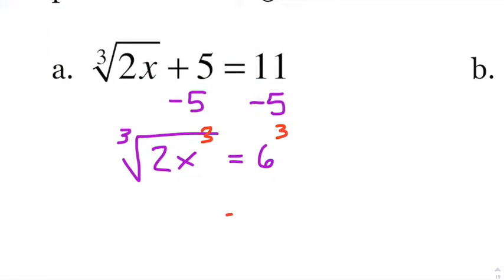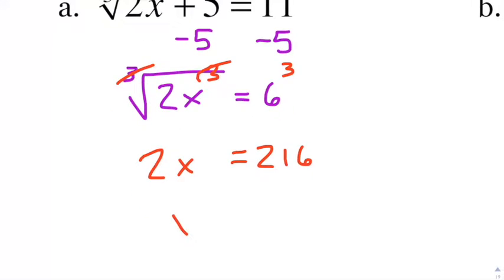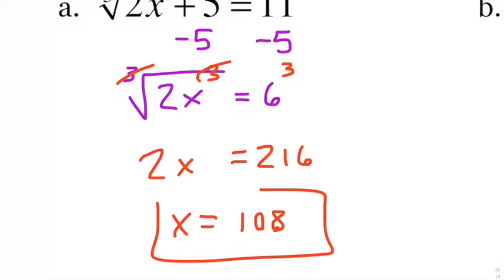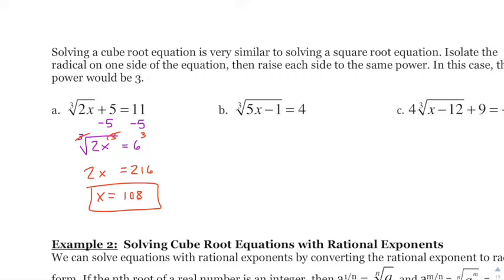So I'm going to cube 6, and then I'm going to cube the left-hand side. That'll cancel out. So that's 2x. 6 raised to 3, or 6 cubed, is 216. And then divide both sides by 2, and that would get us, I guess, 108. And that is it on that one there.